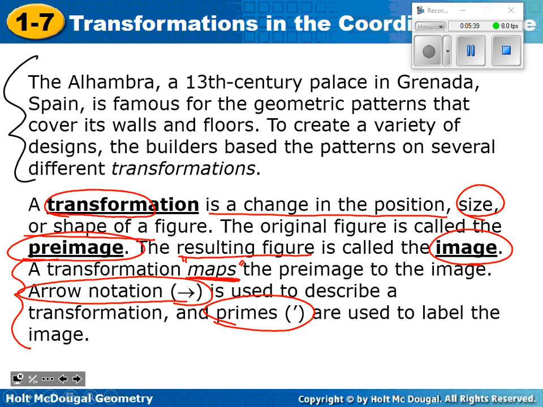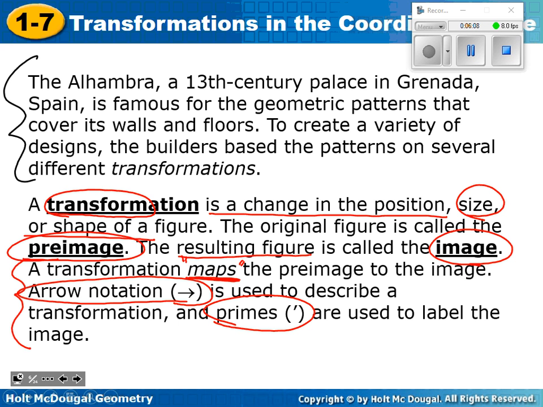Okay, so arrow notation is just simply where you name the pre-image, triangle ABC. You use an arrow, that's why it's called arrow notation, and that means it maps onto. So if you were to read this mathematically, you would say triangle ABC maps onto triangle A prime, B prime, C prime. You just name the new shape that you get after the transformation. So this right here is called arrow notation.